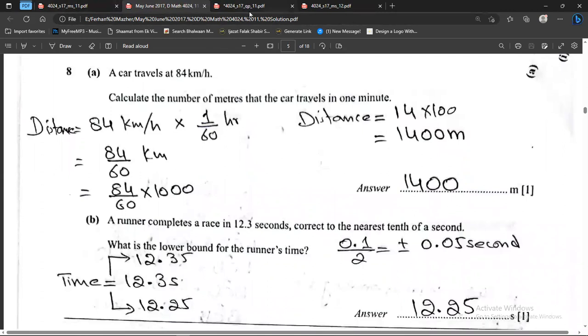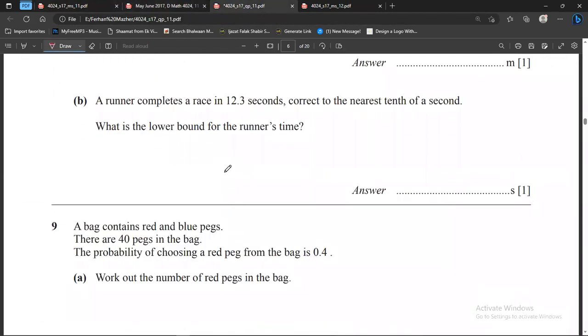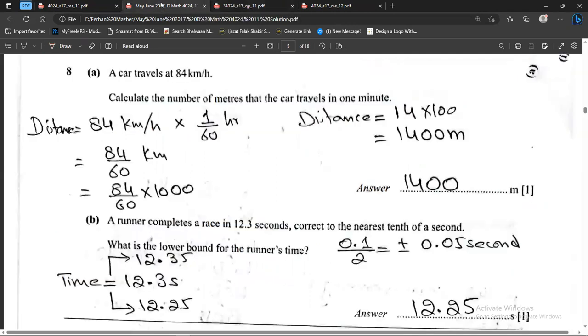Okay, so that was the A part. Question number 8, B part, he says a runner completes a race in 12.3 seconds, correct to the nearest tenth of a second. Tenth of a second means 1 by 10, which means 0.1 second. So divide 0.1 second by 2, you get 0.05 seconds. Add that to it, you will get the upper bound, and subtract 0.05 seconds from this time, you will get the lower bound of the time.